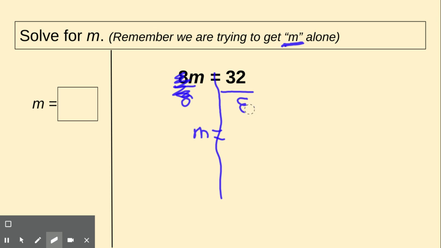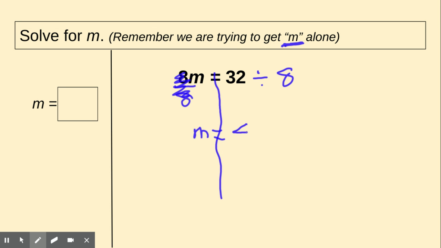I'm actually going to rewrite that so it makes a little bit more sense. 32 divided by 8. So we divided both sides of the equation by 8 to get m alone. And now we need to solve 32 divided by 8. How many times does 8 go into 32? 8, 16, 24, 32. It goes into it 4 times. So m would equal 4.